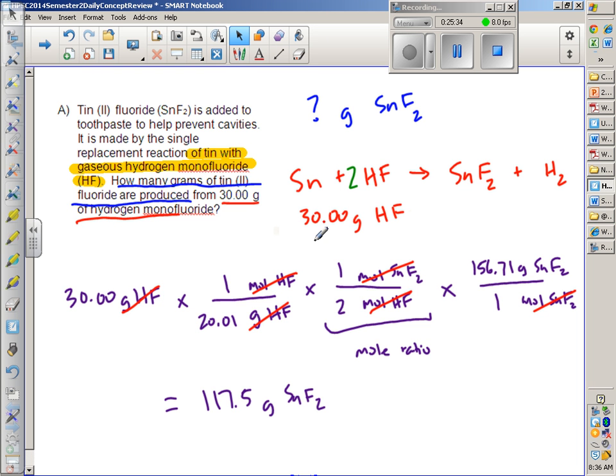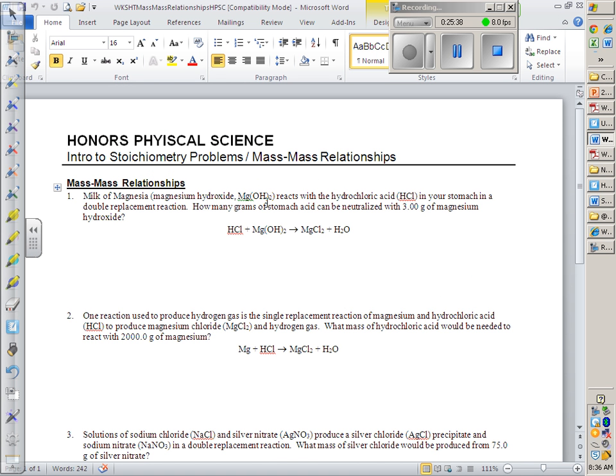Guys, okay? In your packet, page 5 says mass-mass relationships. That's just what we did. We went from the grams of one thing to grams of something else. So here's what I'm going to do. I am going to walk you through another problem.